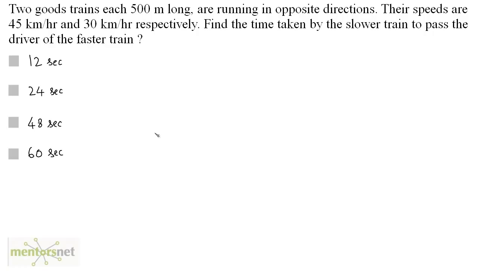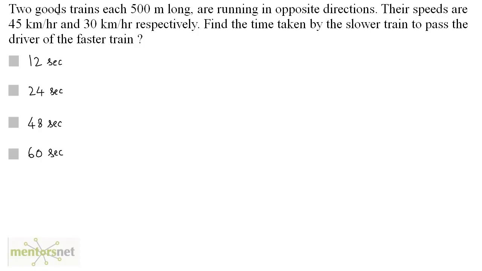Two goods trains, each 500 meters long, are running in opposite directions. Their speeds are 45 kilometers per hour and 30 kilometers per hour respectively. Find the time taken by the slower train to pass the driver of the faster train. Well, this question is also similar to the previous question. It's just a play of words. What you have to find is the time taken by the trains to cross each other.